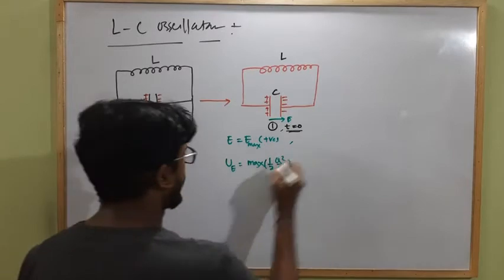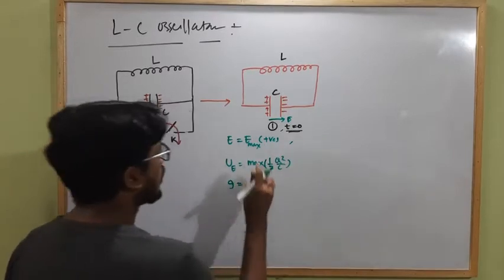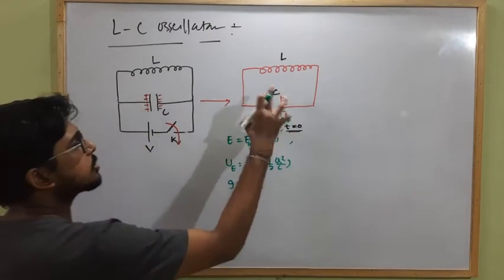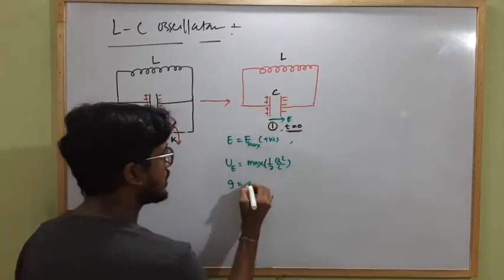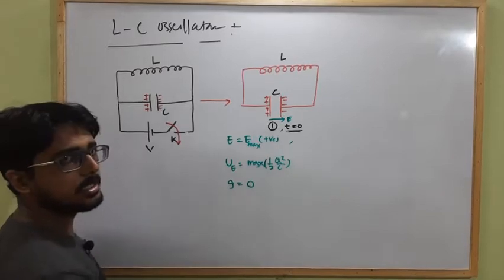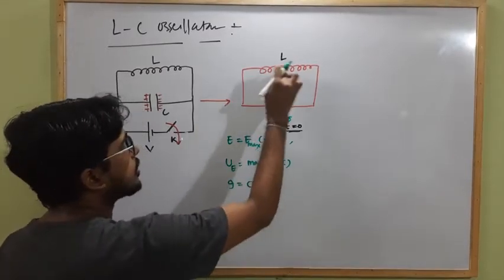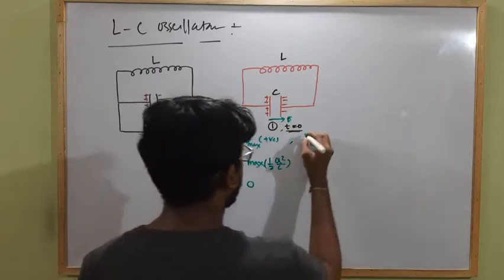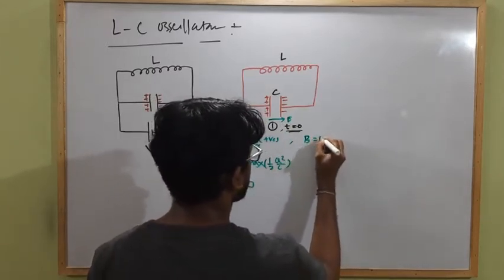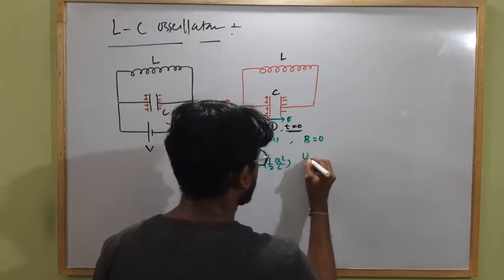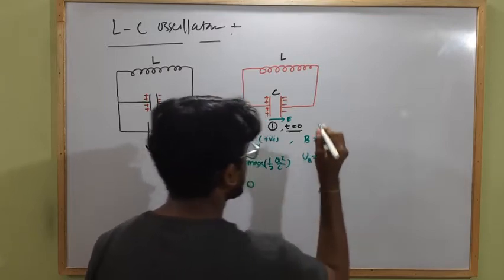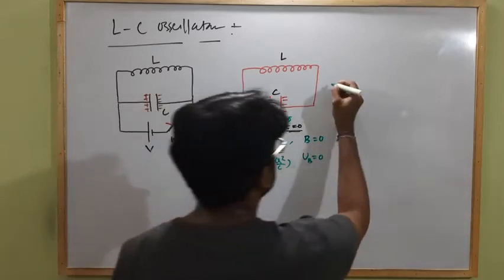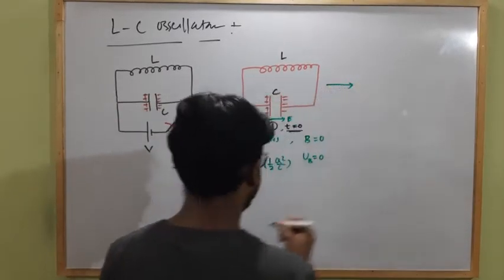Okay, and what is the value of current? The current flowing through the circuit at that instant, at t equal to 0, when the capacitor is just completely charged, is 0. There is no current flowing through it. Clear? So as there is no current flowing, there will be no current across the inductor. So the magnetic field B is also 0 and the magnetic energy U_B is also 0. This is case 1.